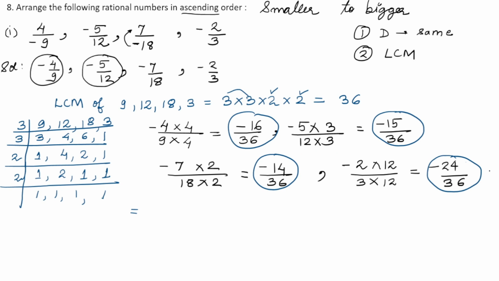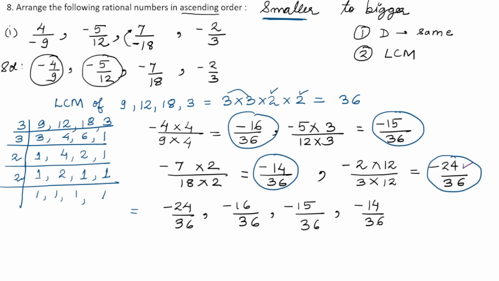Since we know that the denominators are same, now we can easily compare the numerators. So out of these four numbers, we have to write them in ascending order. So we are going to find out the smallest number. So smallest number here is minus 24 by 36, followed by the greater number, here is minus 16 by 36. The next greater number is minus 15 by 36, and the greatest number here is minus 14 by 36.